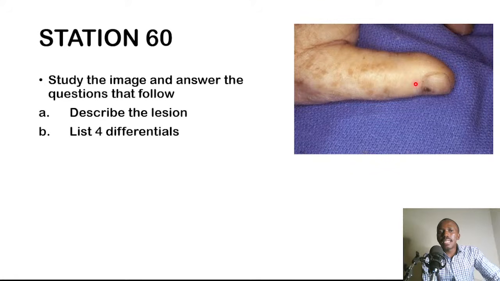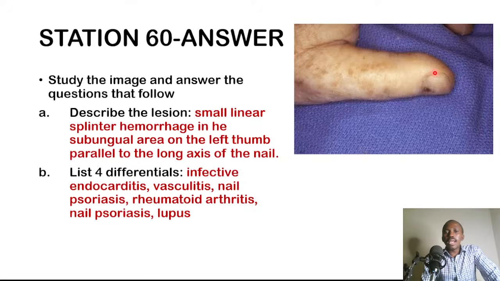Study the image and answer the questions that follow. Describe the lesion, list 4 differentials. So here's the lesion here. So most likely this is a small linear splinter hemorrhage in the subungual. This region here is known as the subungual area of the left thumb, and it's running parallel to the long axis of the nail.